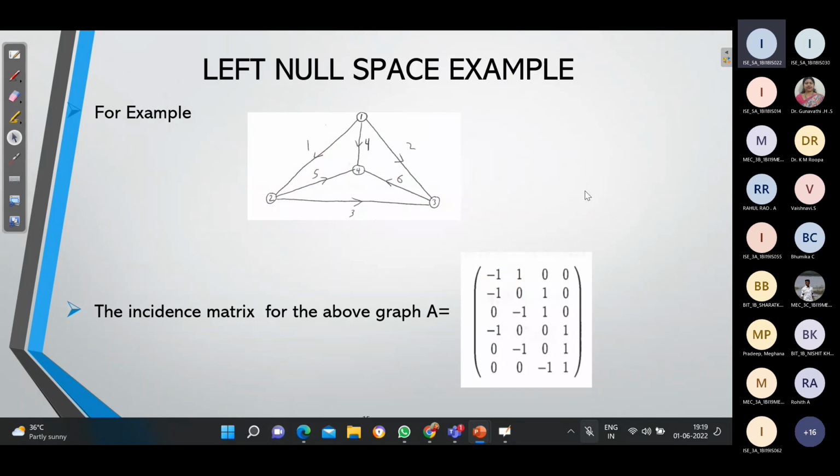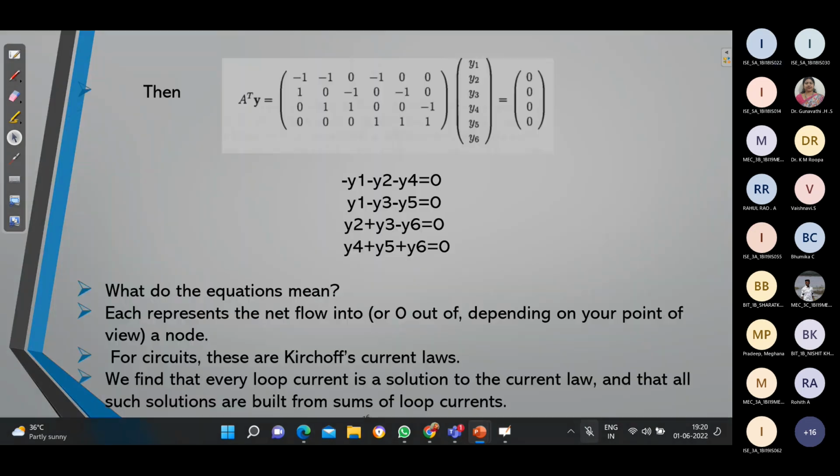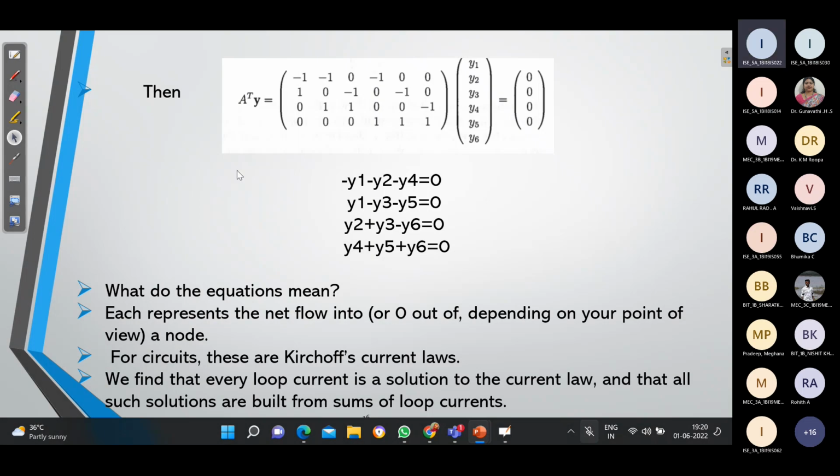So this is an example. We have considered the same graph, and for that corresponding graph we have written an incidence matrix, considering incoming and outgoing edges. Here you can see A transpose y equals 0. That is the equation. We have written the matrix A transpose, and y is the vector y1, y2, y3, y4, y5, y6, which is equal to 0.